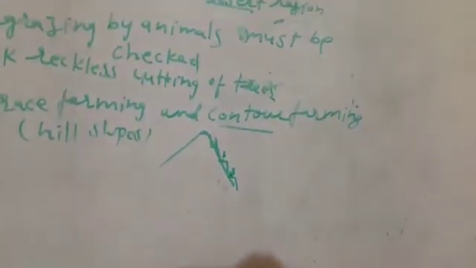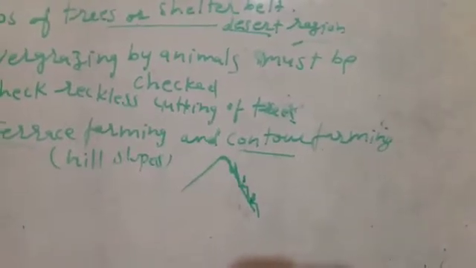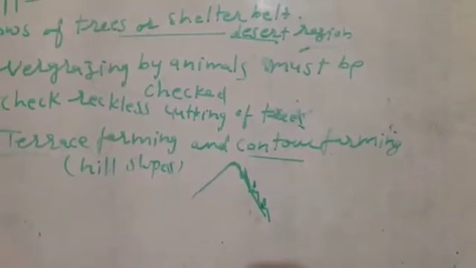And contour farming means farming along the contours of the land in order to minimize soil erosion.